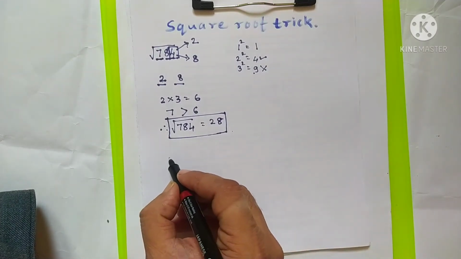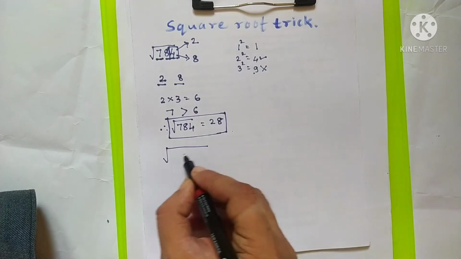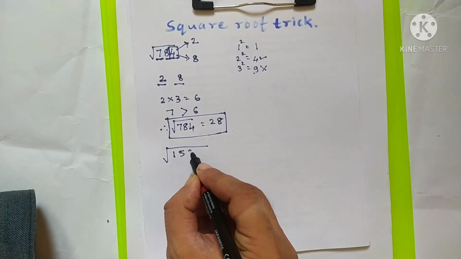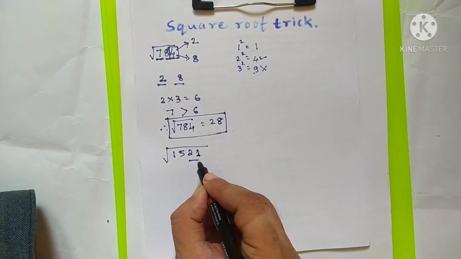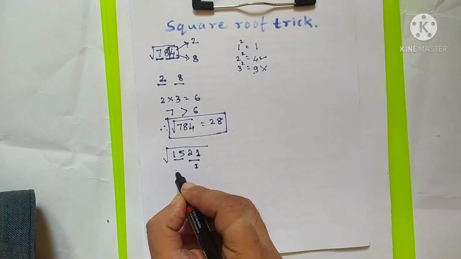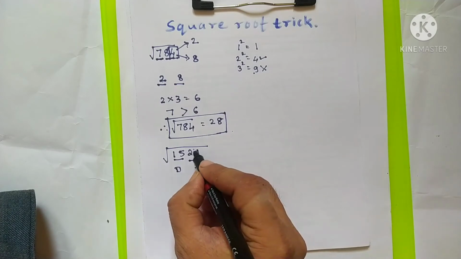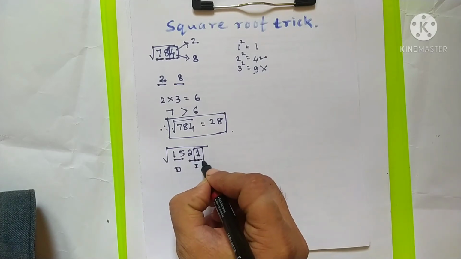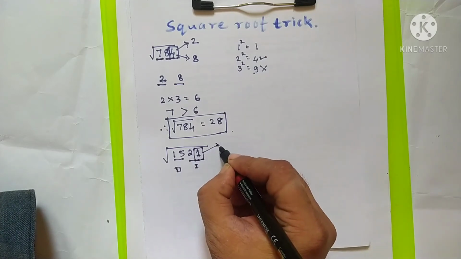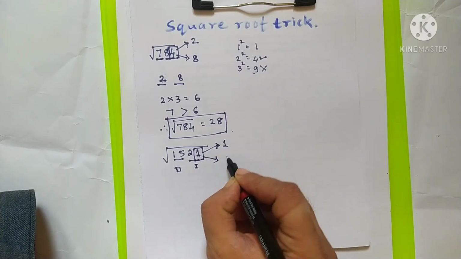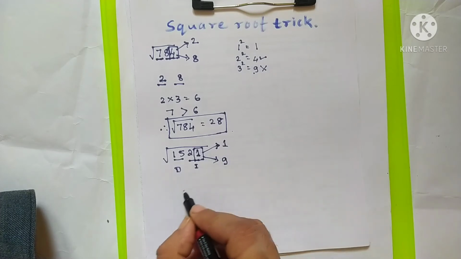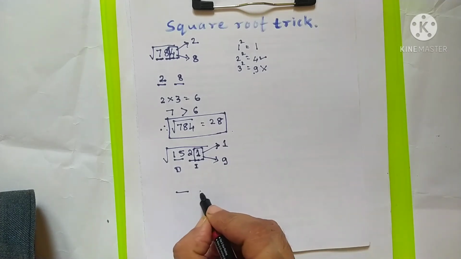Second example, square root of 1521. First, as usual, grouping the numbers from the units place. 2 digits you have to take. This is the first group and this is the second group. Now observe the unit place, 1 is here. So therefore in its square root the digit may be 1 or 9. So our answer contains 2 places.